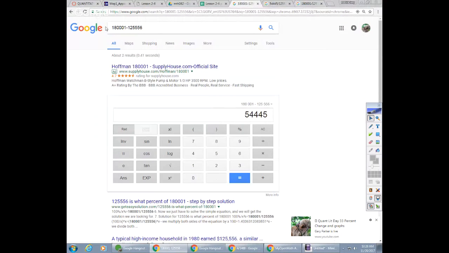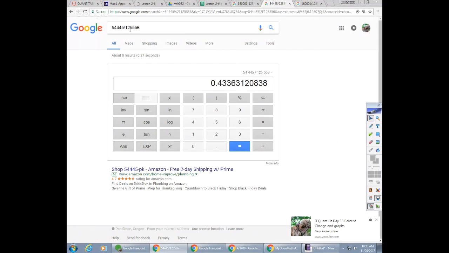So first thing we want to do is find the difference between those two numbers, the absolute change. So the absolute change, I got 54,445. Once I get the absolute change, then I can divide that by the base amount. Which one's the base amount? The smaller one, because it's earlier in time. So earlier in time was the 125,556. When I divide those two, I get 43% roughly when I multiply that by 100. Okay, so that's one way to do it.